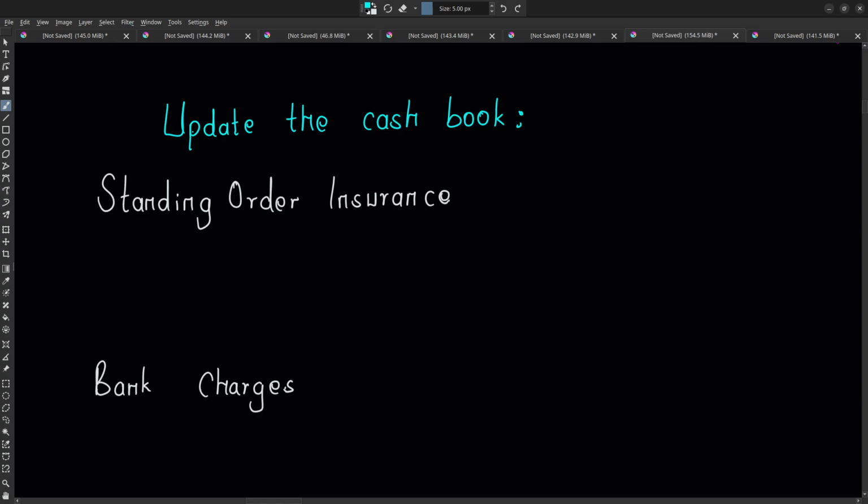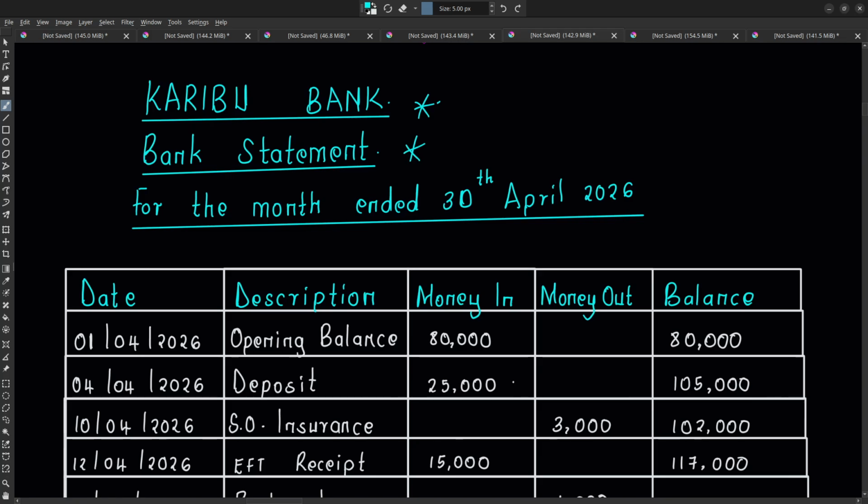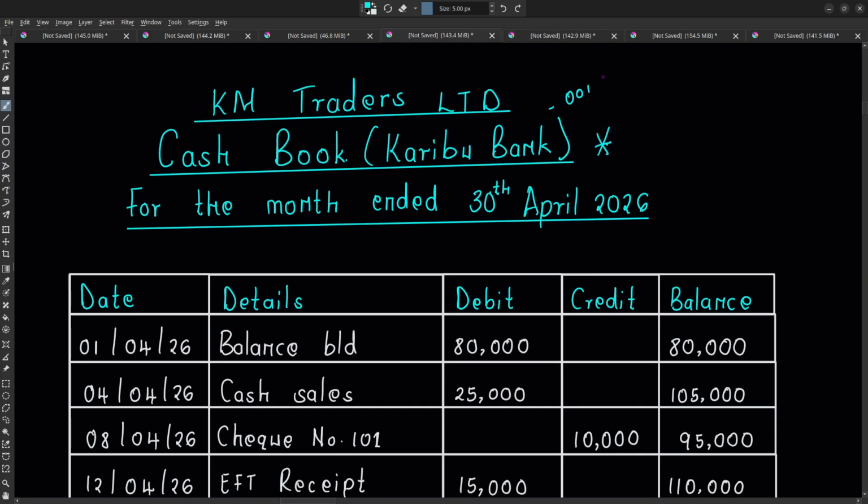So we have these two documents. We have the cash book, then we have the bank statement. Okay. You can see the structure. The structure of the bank statement depends on the bank that you are in. So the first thing that we will start by doing when we are preparing a bank reconciliation statement.